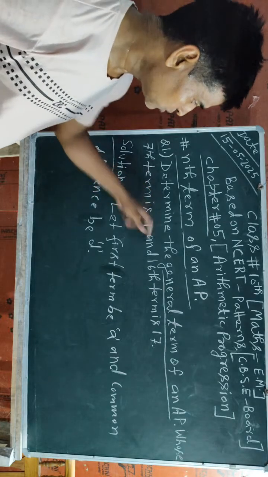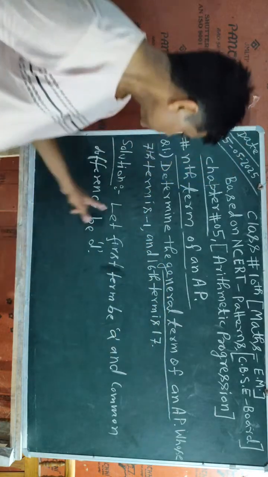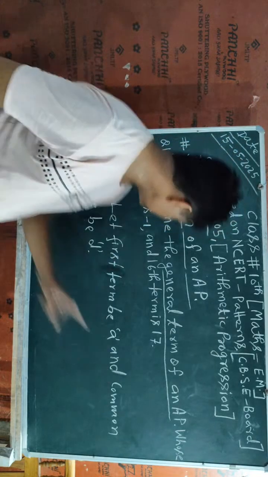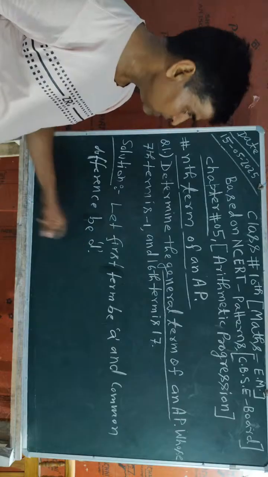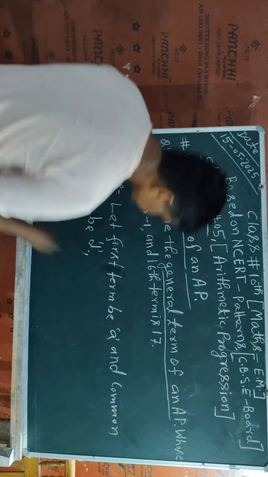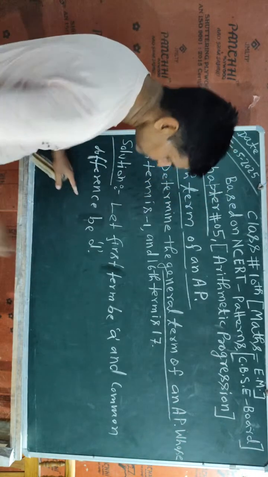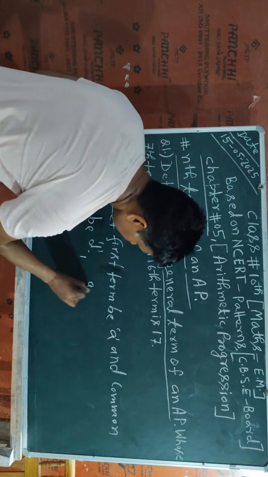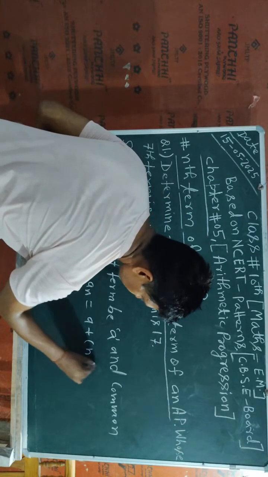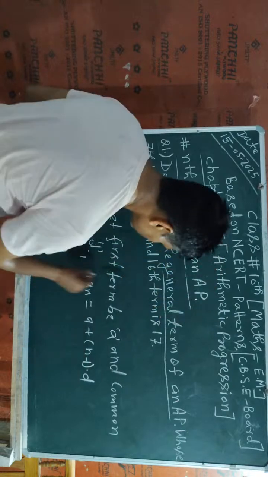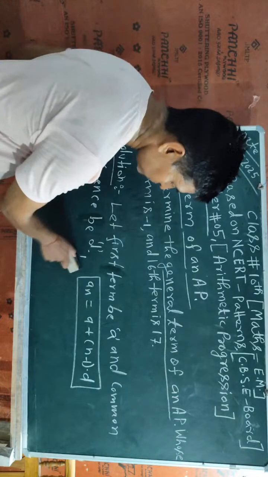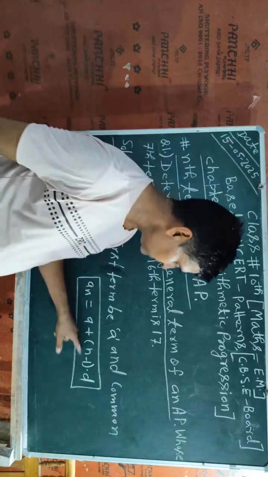So we have to write the general term of an AP. Here I have assumed the first term be A and the common difference be D, so that the general term can be written as AN is equal to A plus N minus 1 into D.